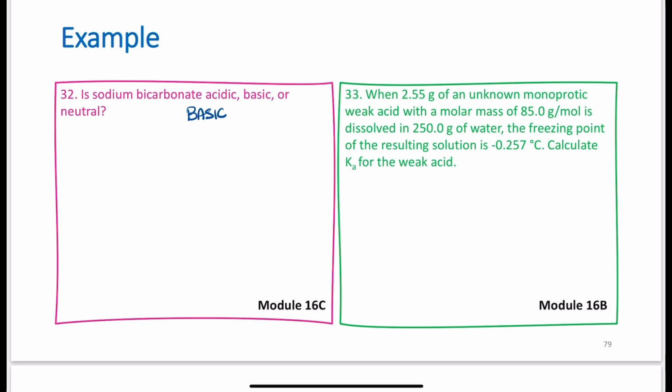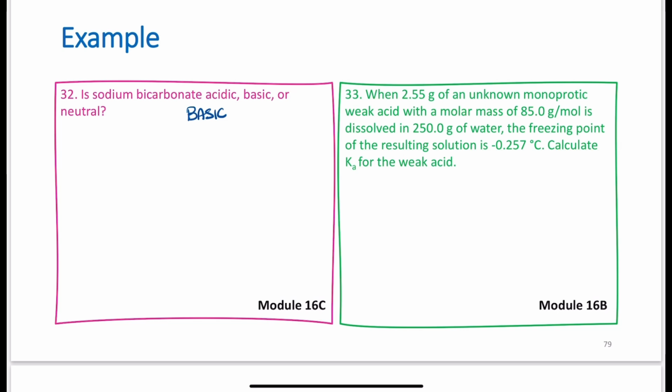When 2.5 grams of an unknown weak acid, HA, with a molar mass of 85 grams per mole is dissolved in 250 grams of water, the freezing point of the resulting solution is negative 2.57 degrees C. Calculate Ka for the weak acid. Okay. It's definitely combining a couple different chapters intentionally to see if you guys can get through it. So let's think about the process here.